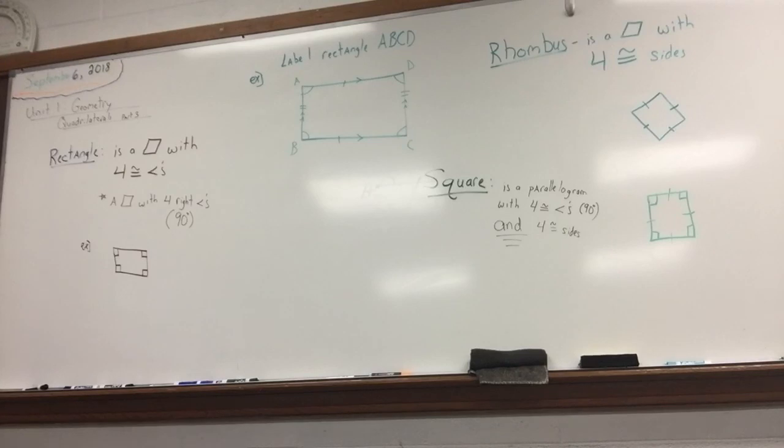So a square must have four congruent angles and four congruent sides. Oh, there's another class screaming, I like it.